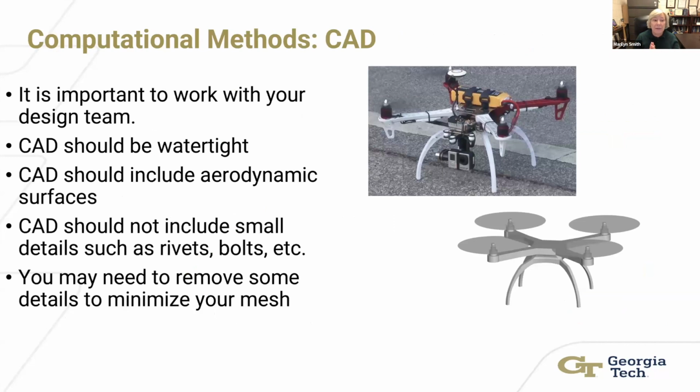So first, though, let's step back and look at the CAD. You have to work with your design team on this. You need a CAD that's watertight, no gaps. Your design people don't care if there's gaps. You do. So make sure that it's watertight. Make sure that your CAD includes your aerodynamic surfaces. You don't care about rivets and bolts and details that the design people care about. They're just going to cost mesh and computational worry and annoyance. So you're going to be removing details. Know what details are important for what you're doing and what details are not.